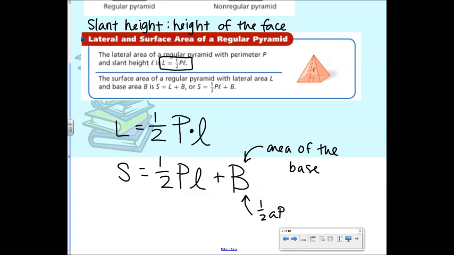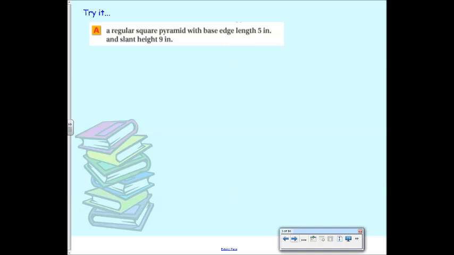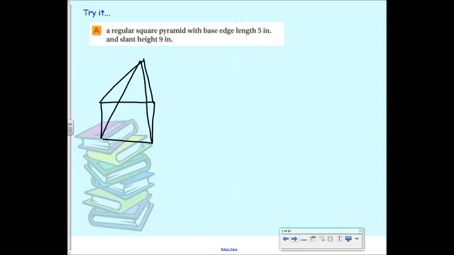Alright, so a regular square pyramid. The first thing I'm going to do is draw it just so I can get it in my mind what it looks like. And I don't draw good 3D figures, so forgive me ahead of time. But you get the rough idea.